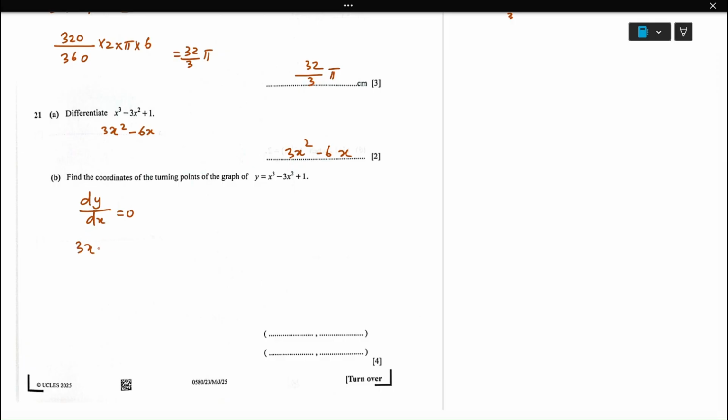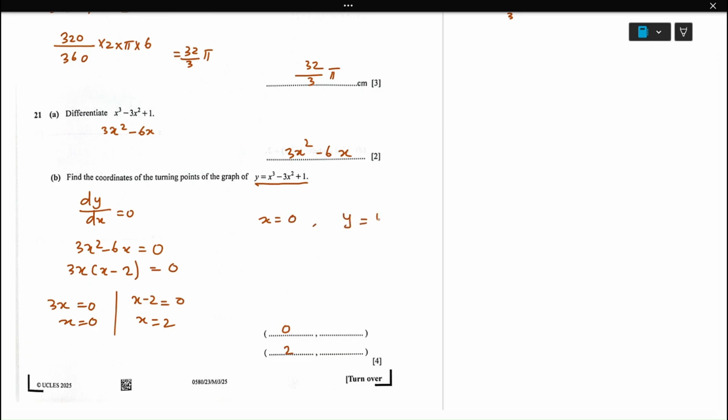So 3x square minus 6x equal to 0. From here we'll bring 3x out, so x minus 2 equal to 0. So either 3x equal to 0 or x minus 2 equal to 0. From here x equal to 0, from here x equal to 2. We got two x values, one is 0 and one is 2. Just substitute into the given equation. So when x equal to 0, y equal to 0, 0, 1. It's going to be (0, 1).